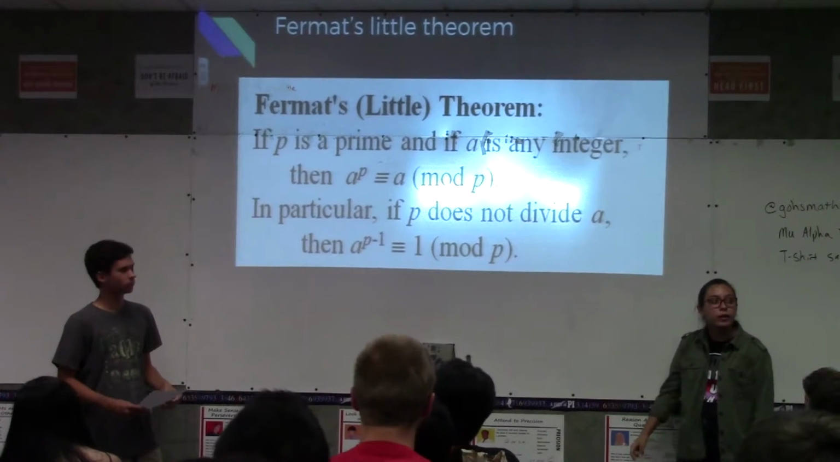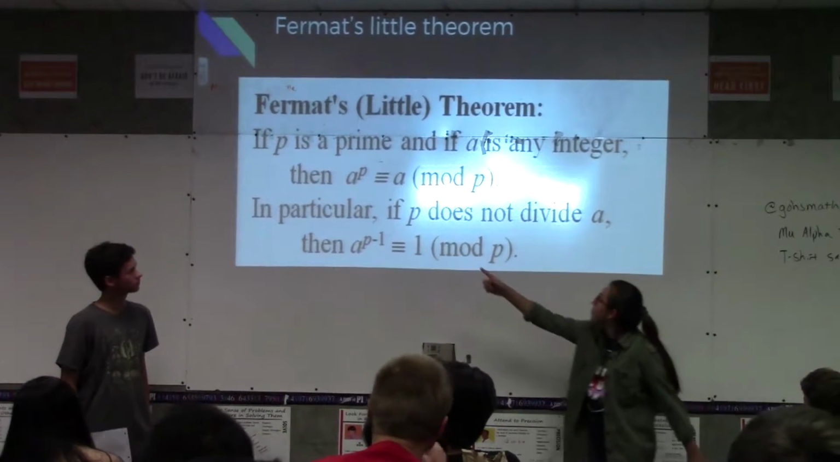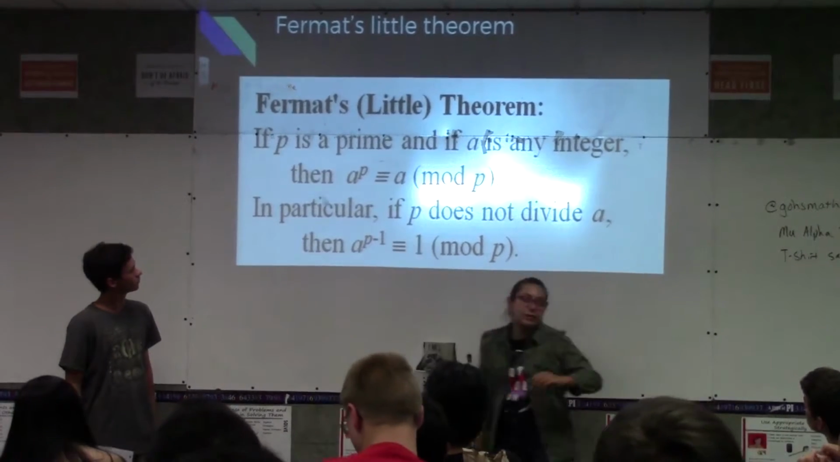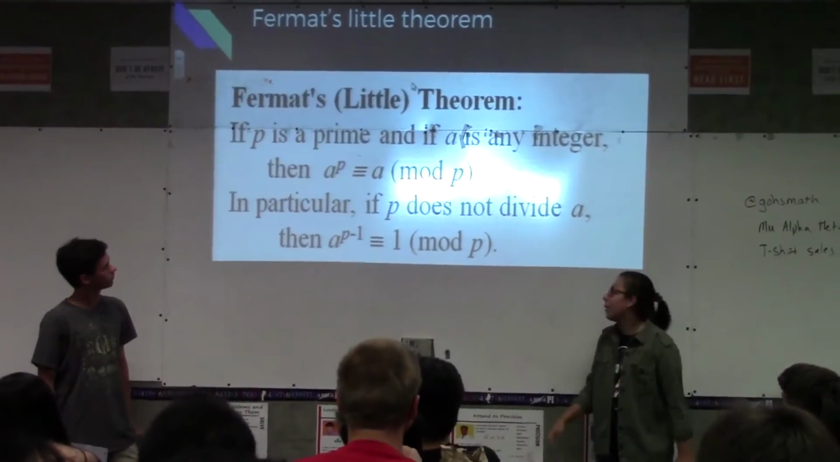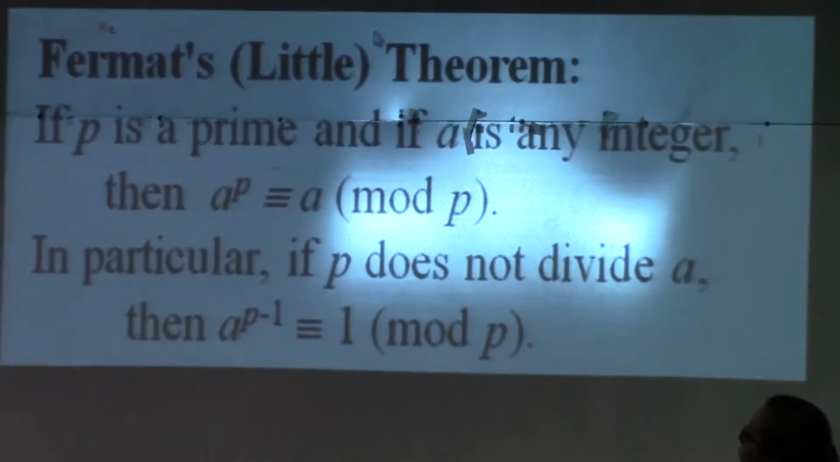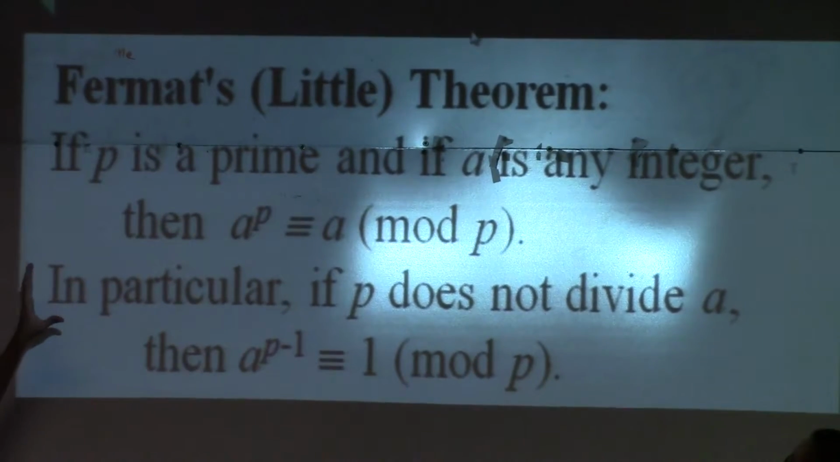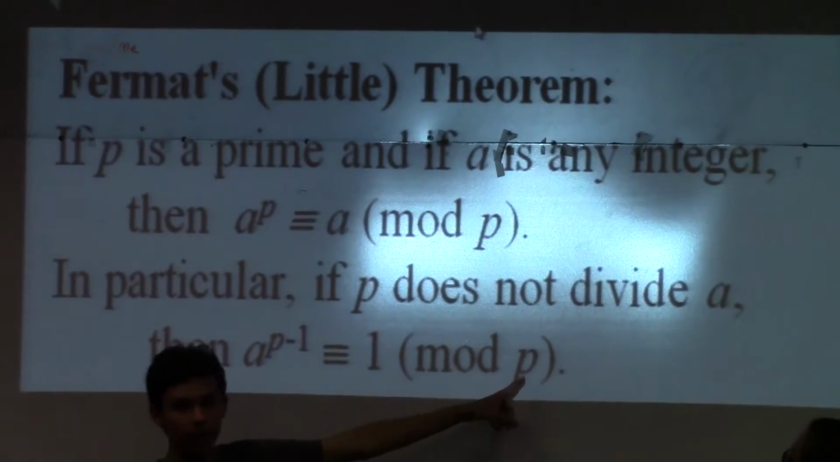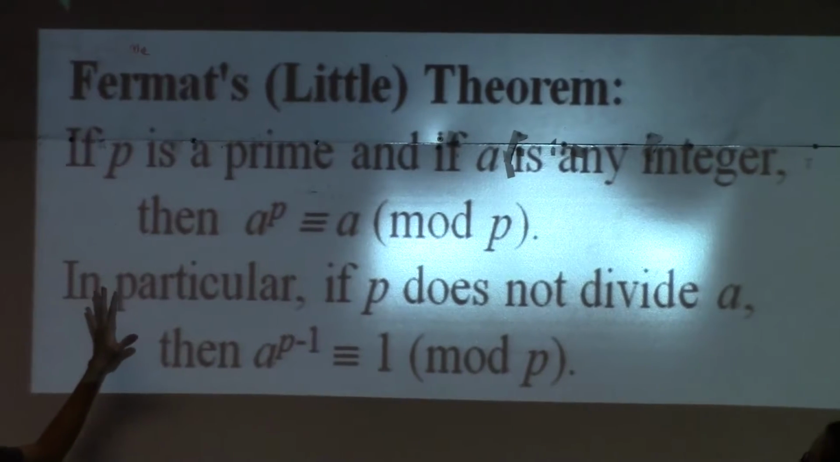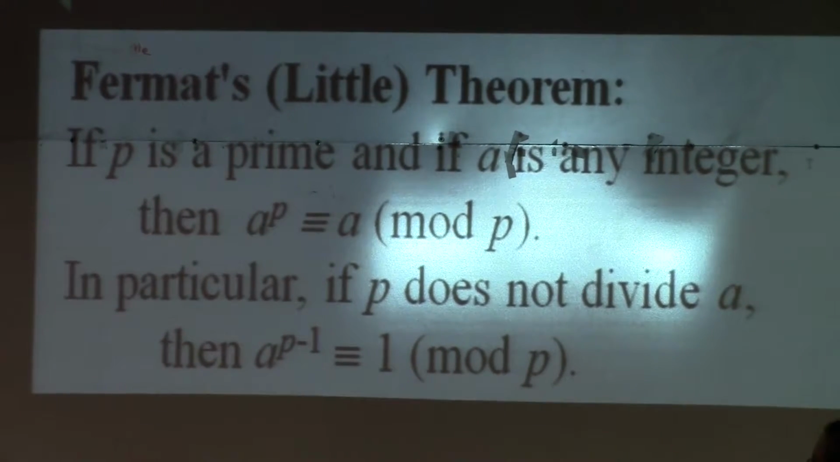This is the actual theorem. You use Fermat's little theorem if the modulus is prime. So if it's a mod p, you would use Fermat's. If it's not, you would use Euler's totient function.